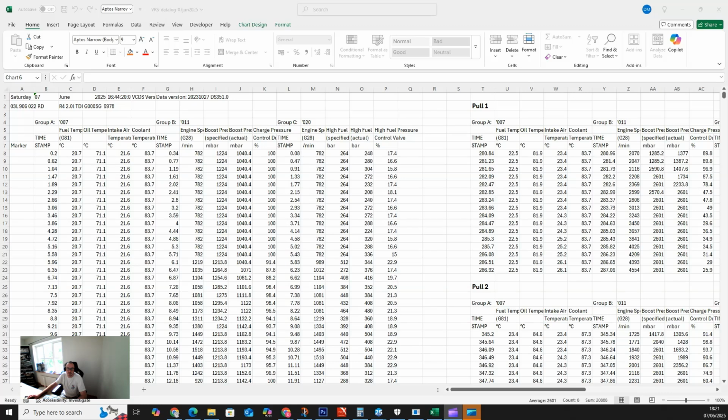So basically, what I've done here, my diagnostic tool of choice for this is VCDS Rostec, which is excellent for anything Volkswagen Audi group, which Skoda is. I've basically pulled off some data logs here and a couple of measuring blocks.